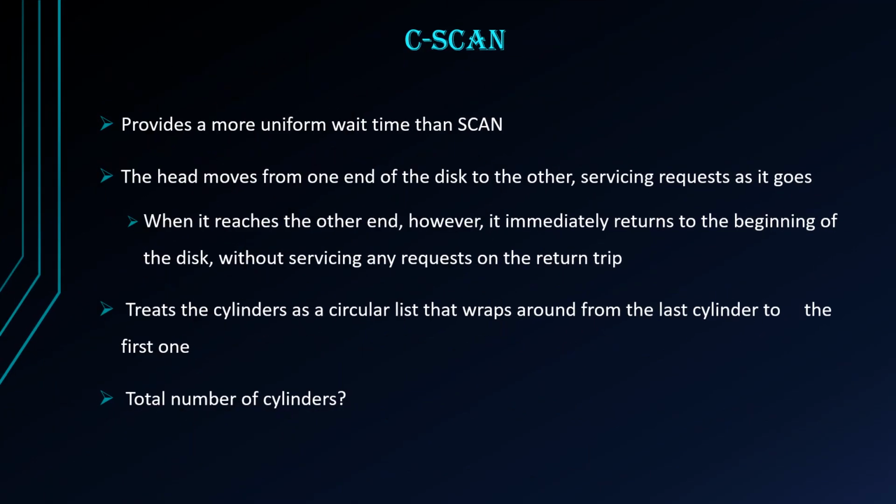C-scan. It provides a uniform wait time than scan. The head moves from one end of the disk to the other, servicing requests as it goes. When it reaches the other end, however, it immediately returns to the beginning of the disk without servicing any requests on the return trip. It treats the cylinders as a circular list that wraps around from the last cylinder to the first one. What is the total number of cylinders?